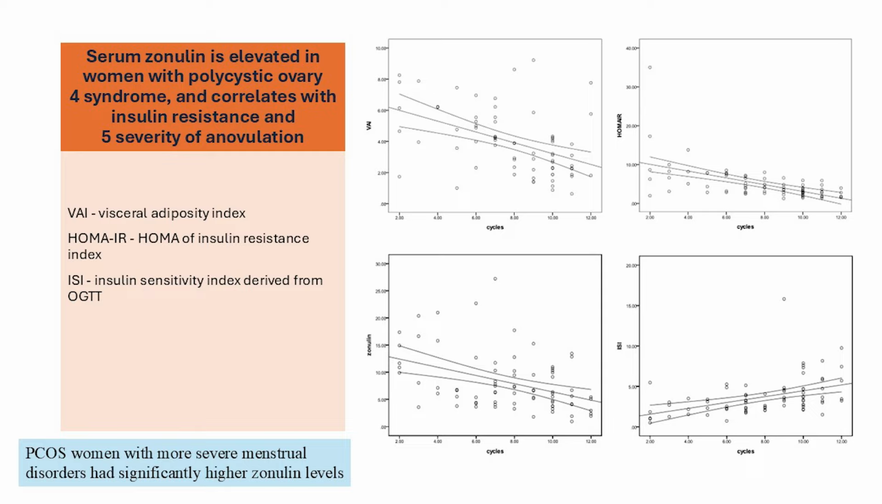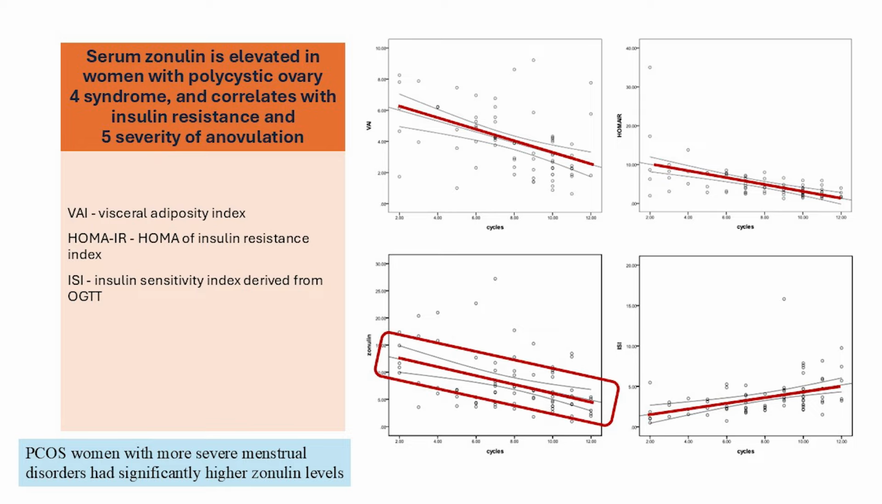Well, here you can see clear correlations for measures of the number of menstrual cycles with adiposity, insulin resistance, insulin sensitivity, and zonulin. Here we see an inverse correlation. The more zonulin, the fewer menstrual cycles. So we see a clear correlation between menstrual dysfunction and gut permeability.